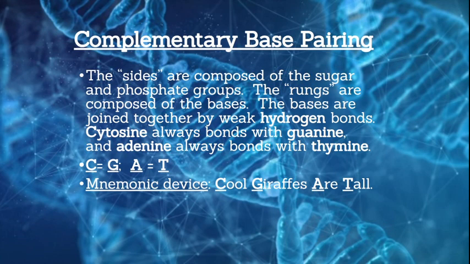So let's talk about complementary base pairing again. The sides are going to be composed of the sugar and phosphate groups. The rungs are composed of the bases. The bases are joined together by weak hydrogen bonds. Cytosine always bonds with guanine, and adenine will always bond with thymine, just like we talked about a few slides ago with Chargaff's rule.